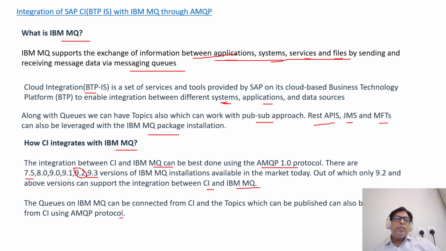IBM queues can be connected with CI. The topics are all called the pub and sub method. It is published, and it can generally be used with the AMQP protocol. This is the introduction about IBM MQ and the BTP CPI.